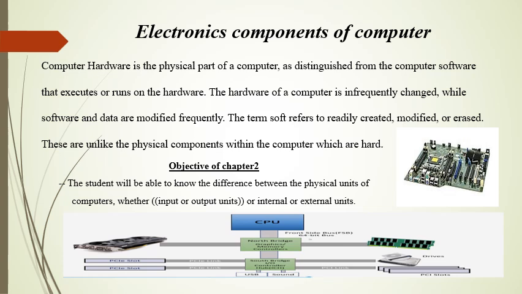The main objective of chapter 2: at the end of the chapter, the students will be able to know the difference between the physical elements, components, and units of a computer, with input or output, external or internal units.